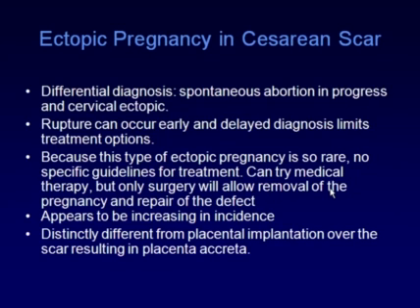The differential diagnosis, as you can see, includes a spontaneous abortion in progress and a cervical ectopic pregnancy. The problem is that rupture can occur, and often the diagnosis is delayed, in part due to lack of education about the possibility of this, but also the overlap with the other diagnoses. Despite an increased incidence, it is still such a rare ectopic pregnancy that there are no specific guidelines for treatment. Medical therapy can be tried, but often a surgical therapy for removal is required.